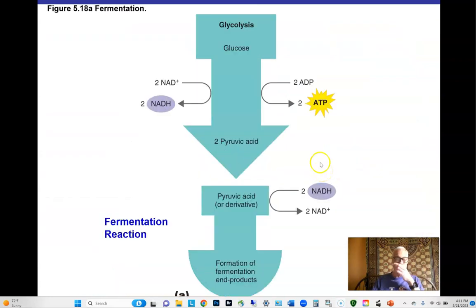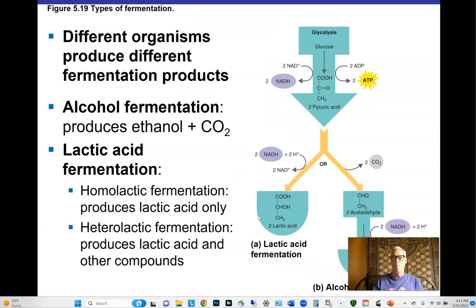So here's an even more expanded out explanation. Glycolysis, take the pyruvic acids. We're not going to do Krebs cycle and electron transport. What are we going to do? We're going to take the electrons and hydrogens and stick them right back onto pyruvic acid, restoring the NADHs and producing fermentation products. So that's the fermentation reaction or step.